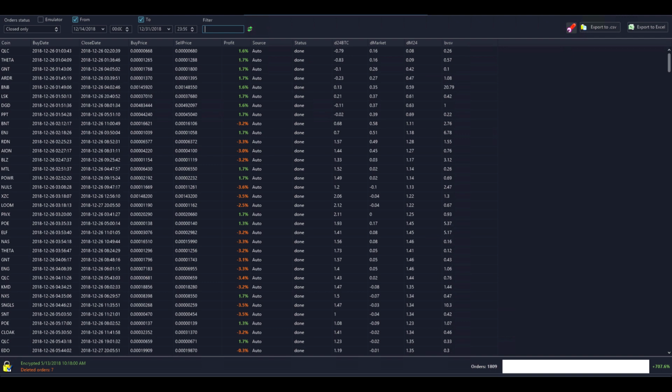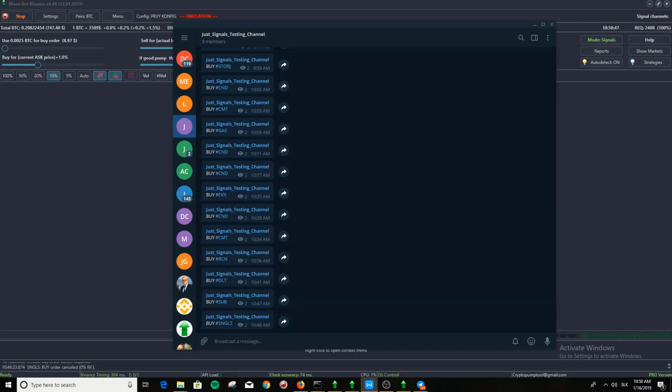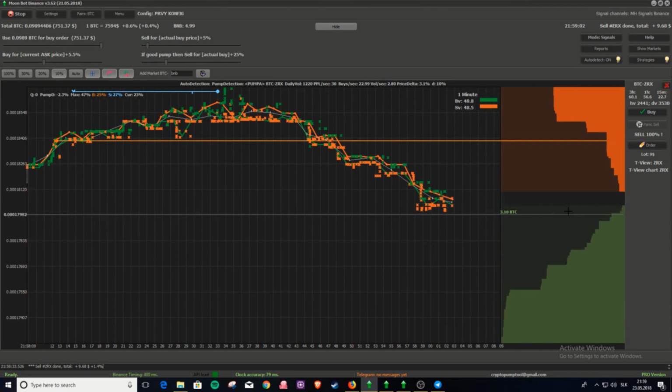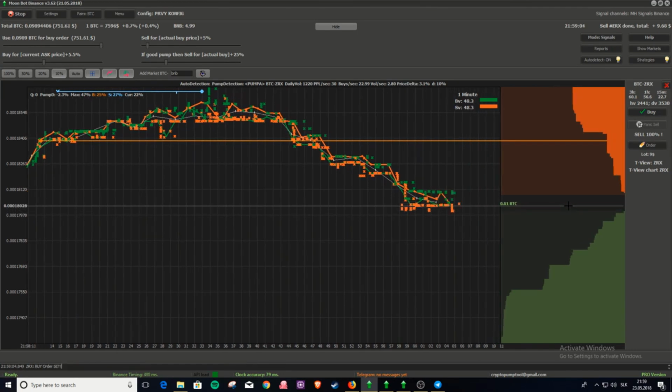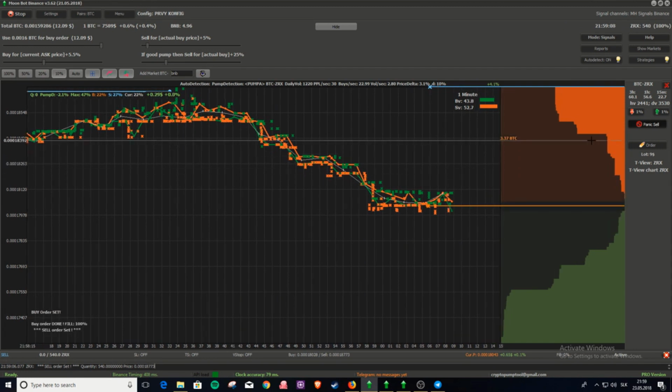Now that I am done with the intro, let's start with a short introduction of the strategies that are available in Moonbot. First one is Telegram. This strategy is meant for receiving signals from Telegram, for example, signals like this. Second one is called drops, and just as the name implies, it's meant for catching price drops, as you can see on the video.